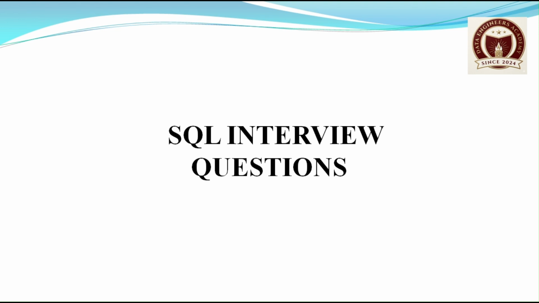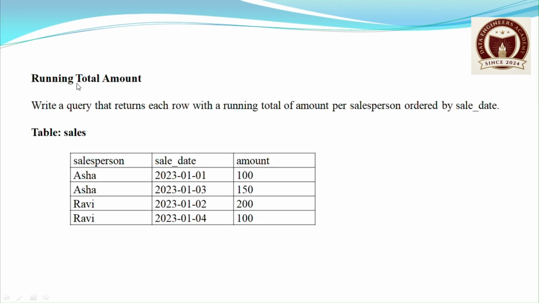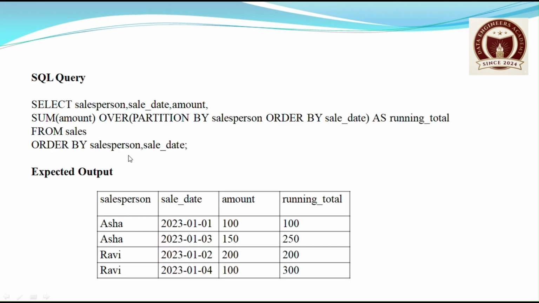Today, we're going to discuss a SQL interview question. Today's question: running total amount. We want to find a running, cumulative total of amount per salesperson ordered by sale date. Here is the SQL query used to solve the problem, and this is the expected output.